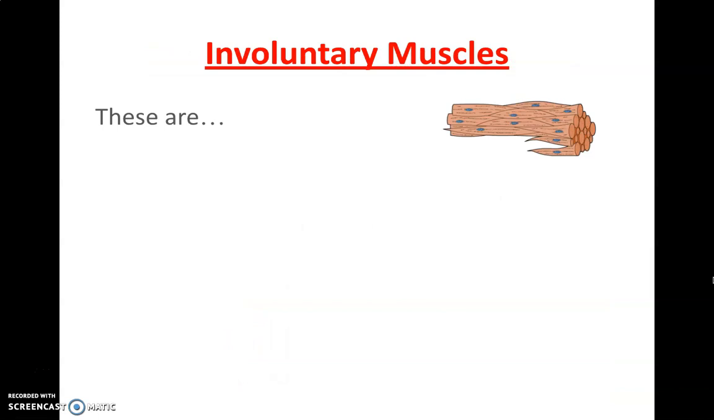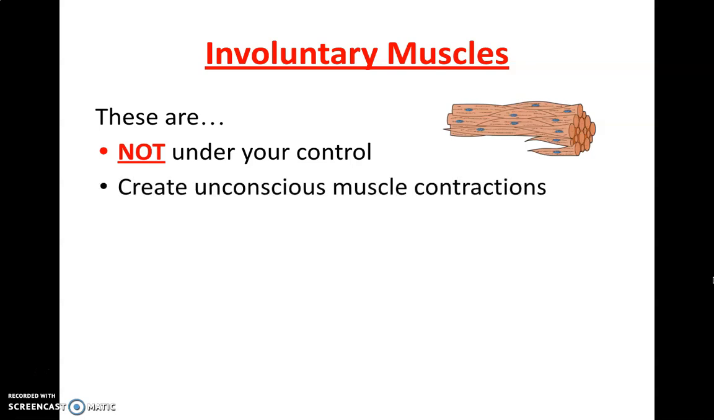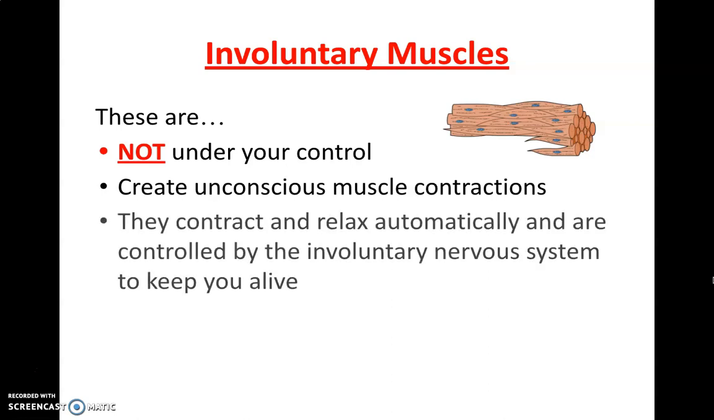Involuntary muscles. These are ones that are not under your control. So these just work without you thinking. You don't choose when they contract or relax. They are not under your control. They're unconsciously controlled muscle contractions, okay? They do it automatically, so they contract and relax automatically. And this is because they're controlled by the involuntary nervous system to keep you alive.